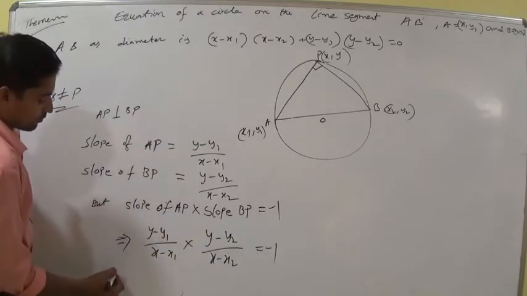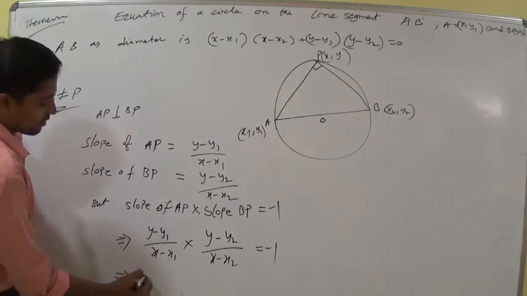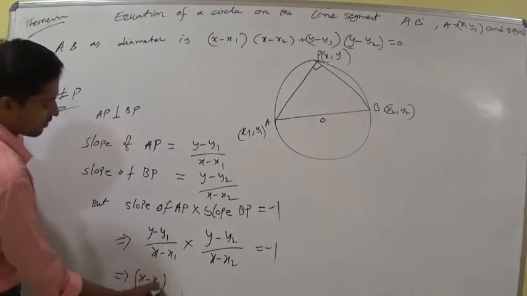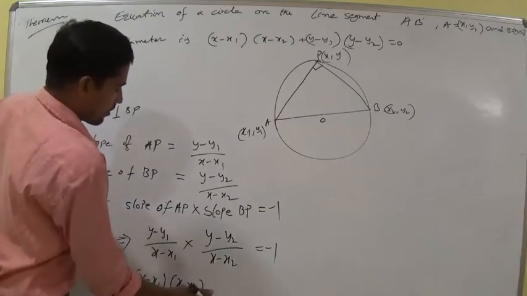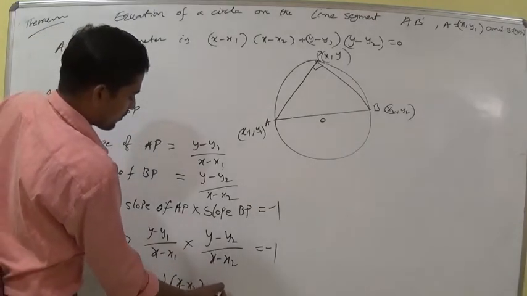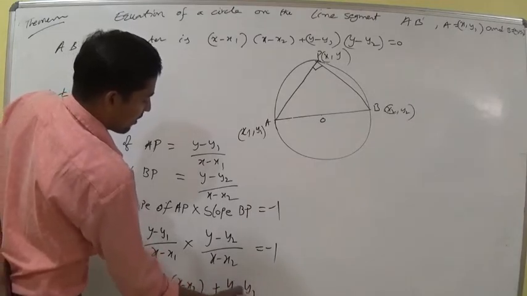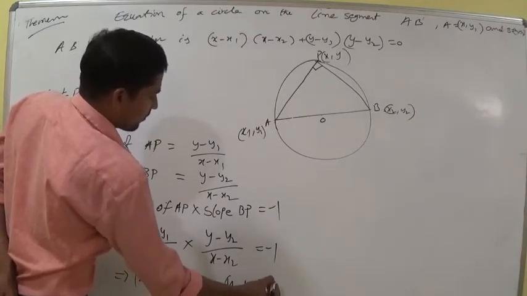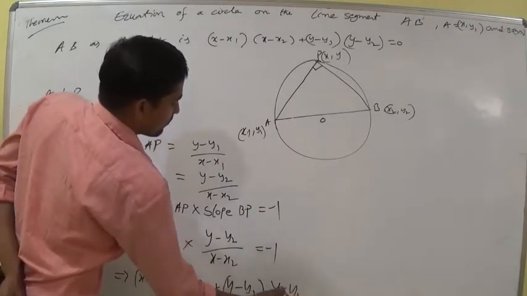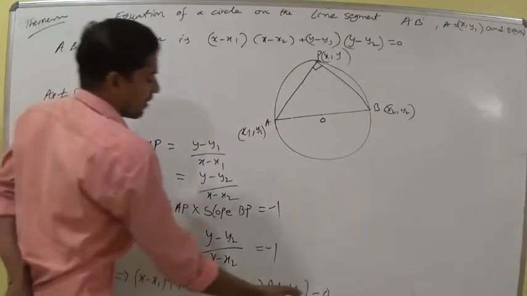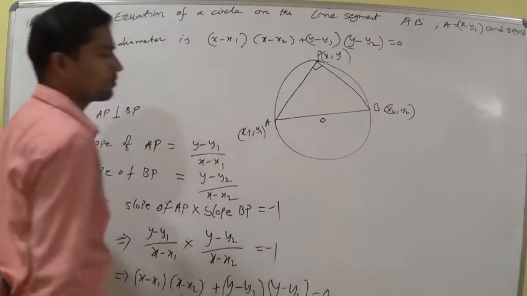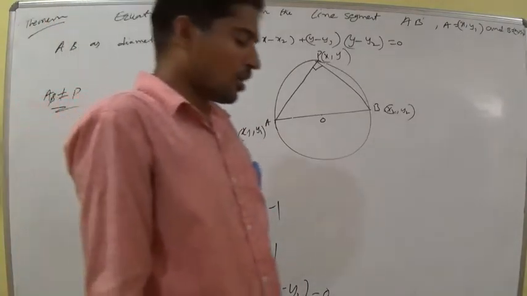So (x − x1)(x − x2) + (y − y1)(y − y2) = 0. This is the required equation. Understand?